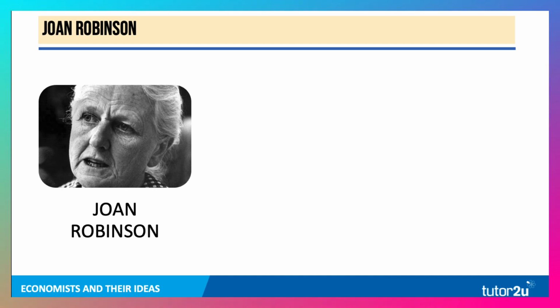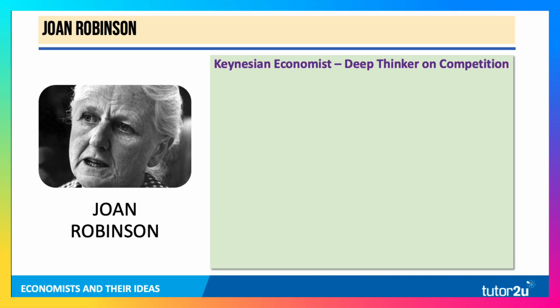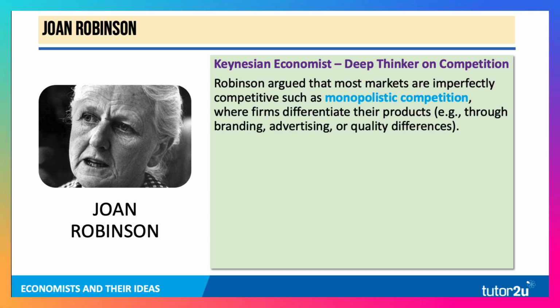Joan Robinson, a contemporary of Keynes, a deep thinker in all areas of competition and macroeconomics as well. She argued that most markets are imperfectly competitive, and she gave us the theory of monopolistic competition, which you may well be studying for your exams, where firms differentiate their products through branding, advertising and quality differences.